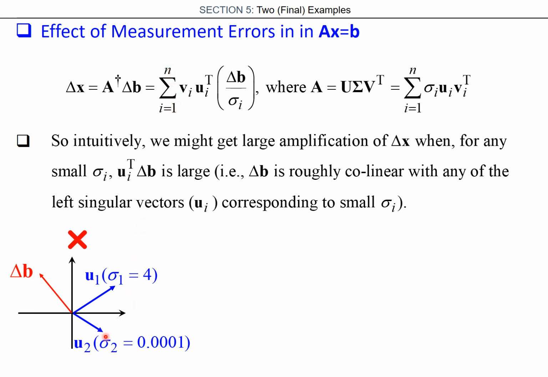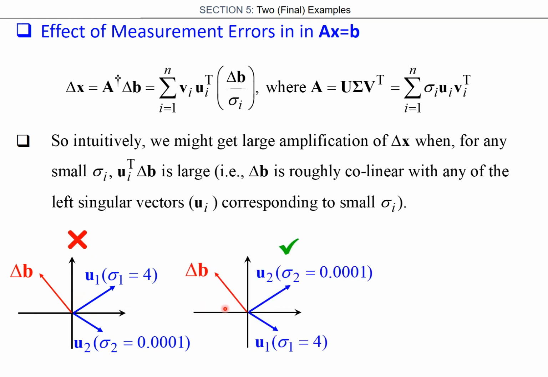So in this case, we've got a 2 by 2 matrix. And we've got the singular value sigma 2 is very small. So what's the inner product u2 delta b? So u2 is like that and delta b is like that. So they're almost collinear, right? So that would be significant. So you wouldn't really want to use that.